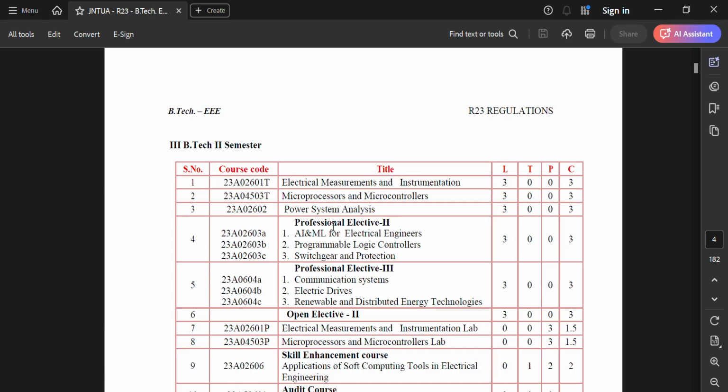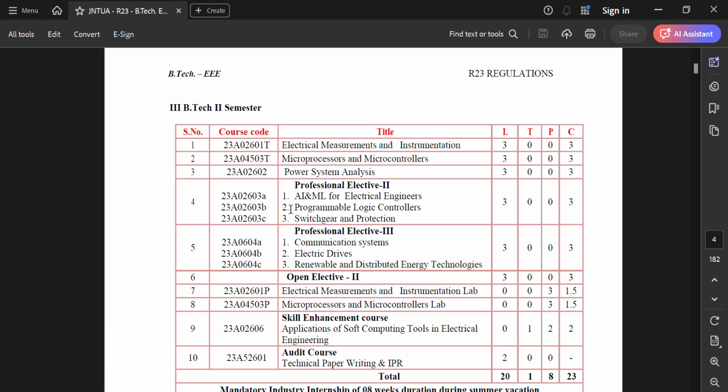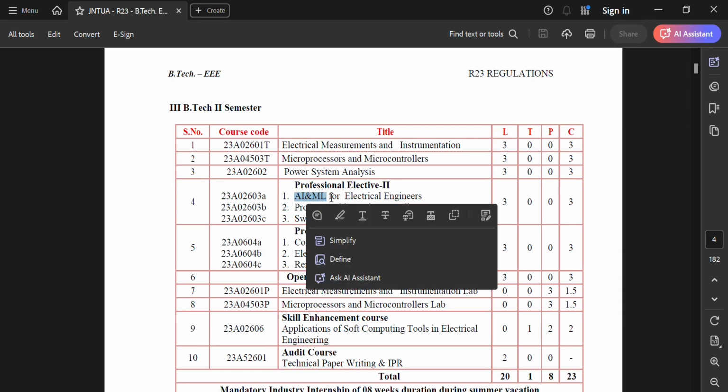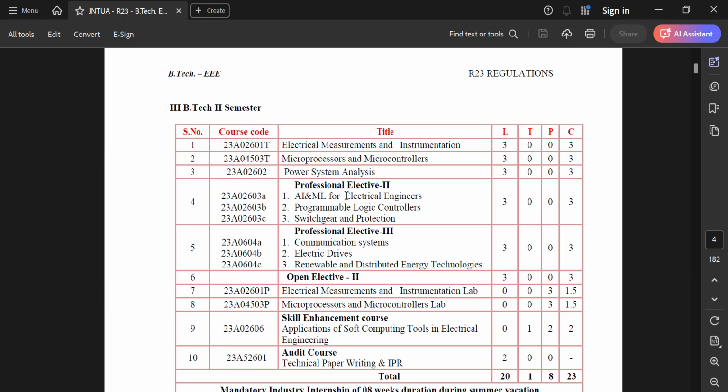Coming to another subject, professional elective 2, this is AI and ML, artificial intelligence and machine learning for electrical engineers. To operate any circuit breaker or any motor, what artificial intelligence programs can we write for electrical engineers.